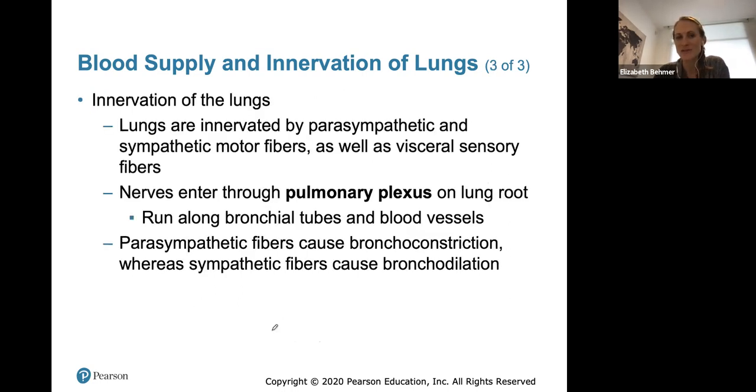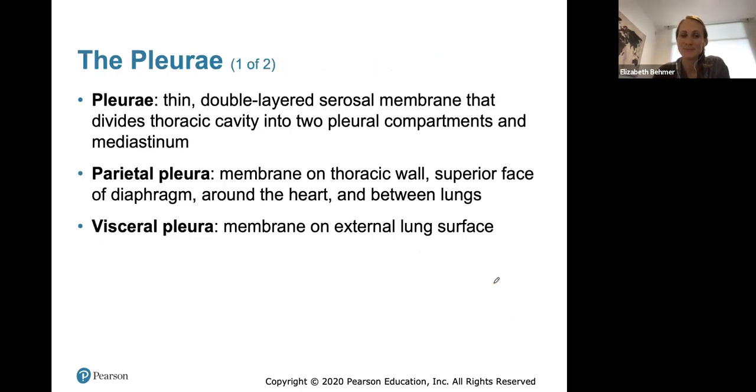Innervation of the lungs: nerves enter through a pulmonary plexus. Remember that parasympathetic causes bronchoconstriction because during rest and digest, you don't need a lot of air entering your lungs, whereas sympathetic fibers produce bronchodilation because when you're under a very high stress situation, you need a lot of air and oxygen flowing into your lungs.